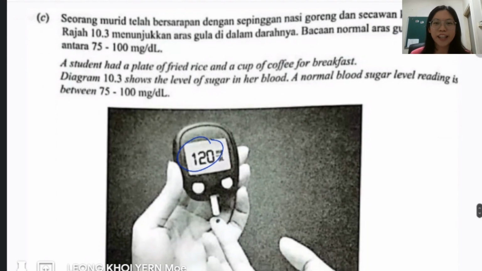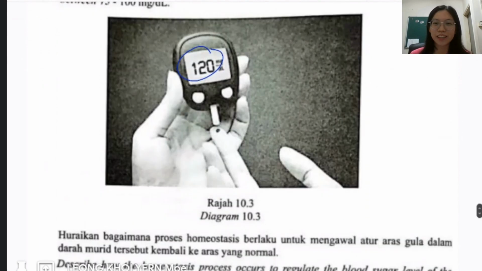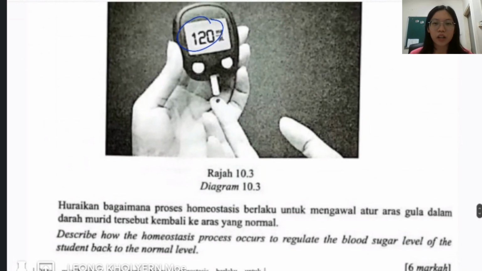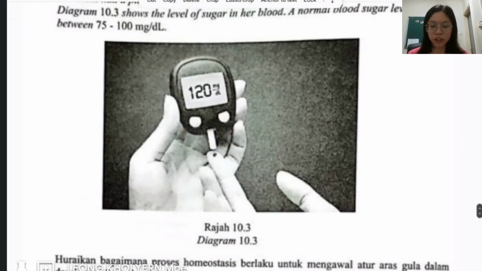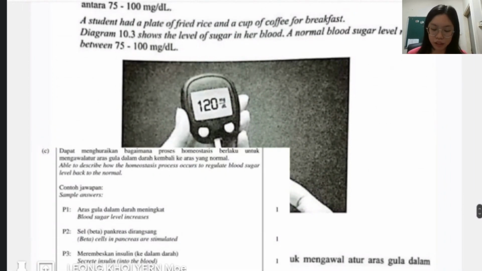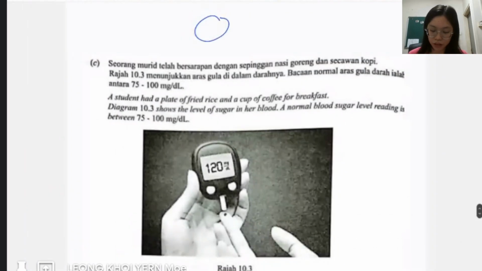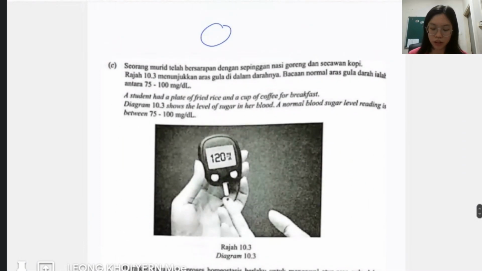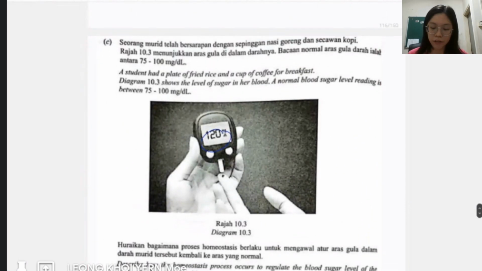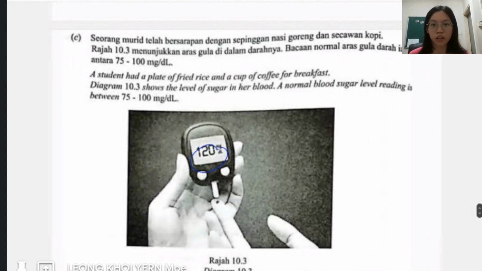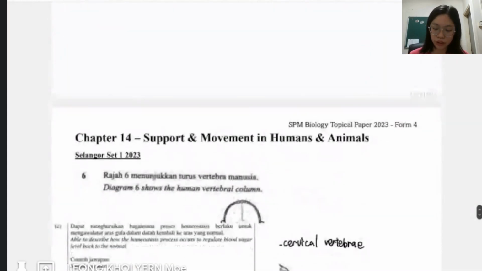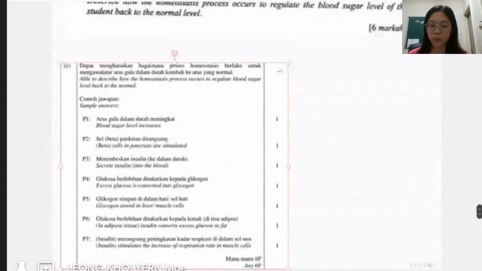Alright, going back to this question. Her blood glucose level is higher than the normal range. So a homeostasis process occurs to regulate the blood sugar level of the student back to a normal level. Actually, in a normal situation, she doesn't have diabetes mellitus, because this is a normal situation after she took her lunch, after she ate a plate of fried rice. Fried rice has high carbohydrate content, which is broken down to become glucose. So the glucose tends to spike in level, above the normal range.